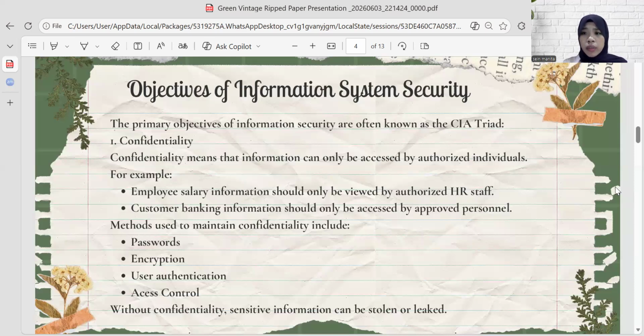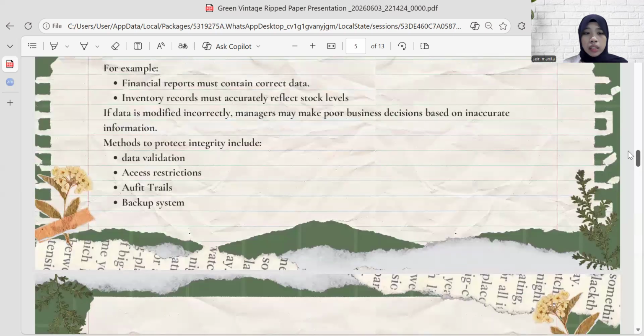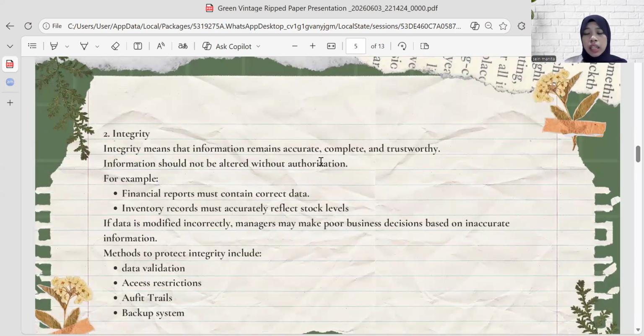Next, we move to the integrity. Integrity means that the information remains accurate, complete, and trustworthy. Information should not be altered without authorization. We have two examples here also. Financial reports must contain correct data, and inventory records must accurately reflect the stock level. If the data is modified incorrectly, managers may make poor business decisions based on inaccurate information. To protect integrity, we have methods including data validation, access restrictions, and system backup.